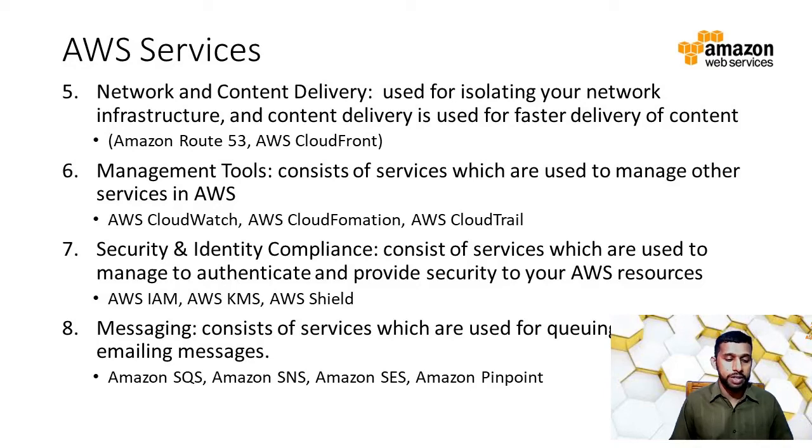So it will provide most types of encryption and most types of security against most types of vulnerabilities. Then messaging, as we discussed earlier, is needed within application and between application services. These are console services used for queuing, notifying or emailing messages. Amazon provides Amazon SQS, Amazon SNS, Amazon SES and Amazon Pinpoint.